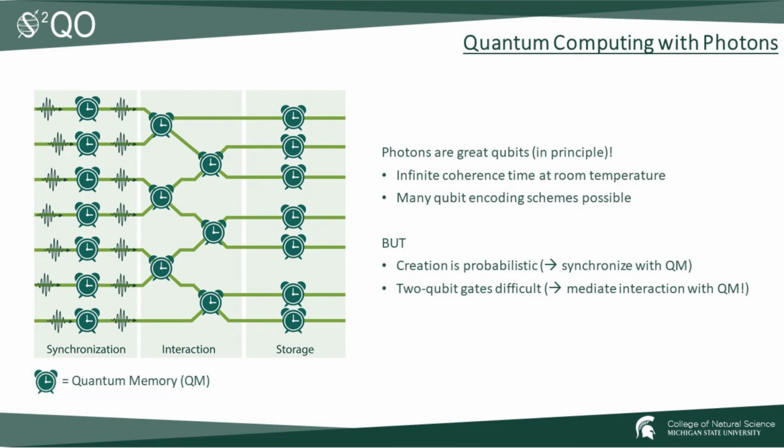So we can use our quantum memories to synchronize probabilistically created photons with each other, and then also use these memories to mediate interactions between these photons to actually perform purely optical quantum computation, and then also store the result of this computation in a quantum output buffer.